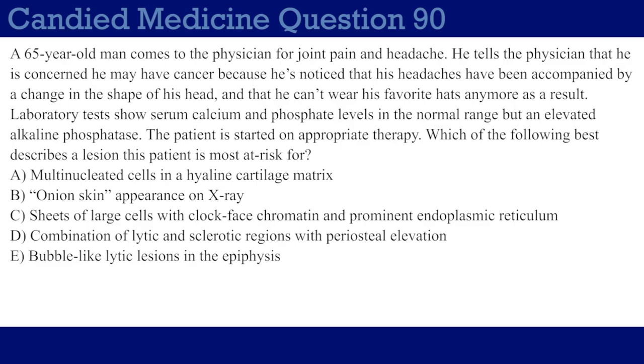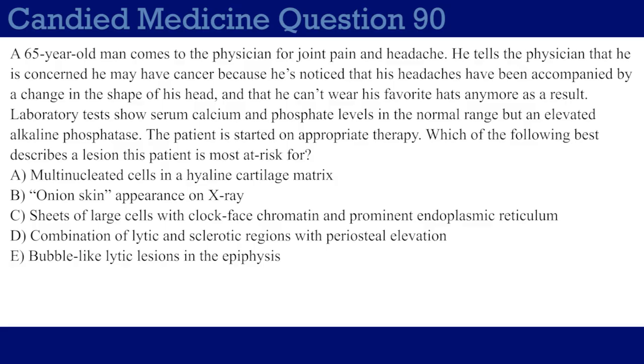A 65-year-old man comes to the physician for joint pain and headache. He tells the physician that he is concerned he may have cancer because he's noticed that his headaches have been accompanied by a change in the shape of his head, and that he can't wear his favorite hats anymore as a result. Laboratory tests show serum calcium phosphate levels in the normal range, but an elevated alkaline phosphatase.